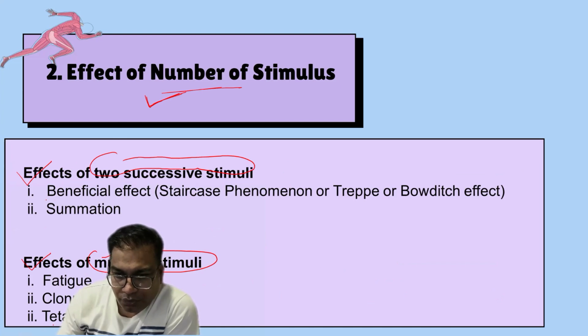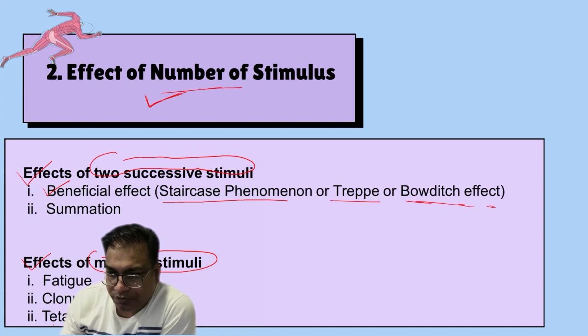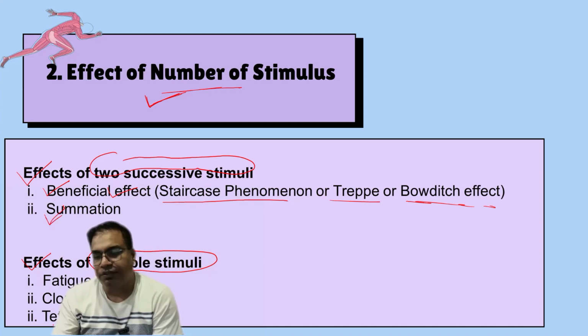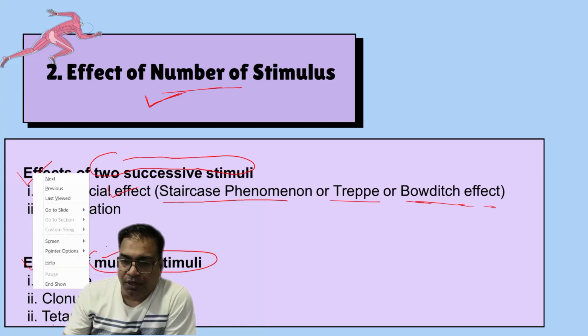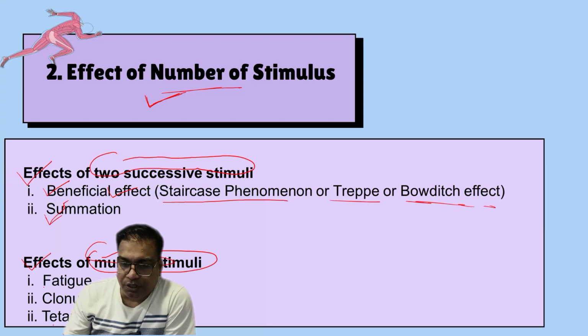In case of two successive stimuli, we have two specific phenomena: the beneficial effect, which is also called staircase phenomena, trapeze phenomena, or Bowditch effect. The second property is the summation. If we apply two successive stimuli, these are the properties shown. In case of multiple stimuli, the properties shown are fatigue, clonus, and tetanus.